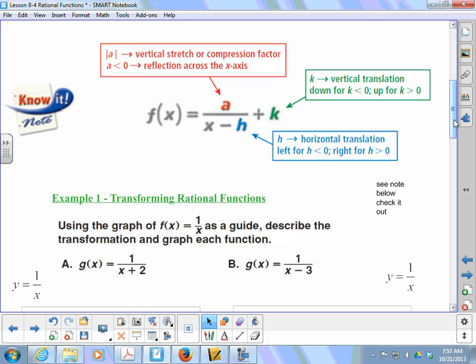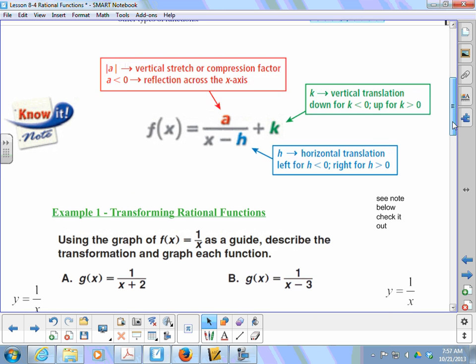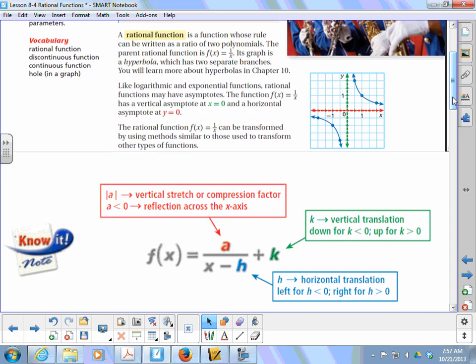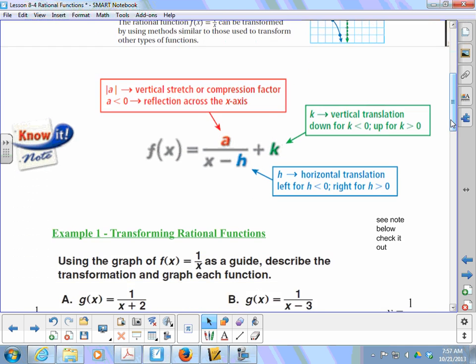The value of a tells us whether it's been stretched or compressed vertically. If a is greater than 1, it's stretched out. If it's between 0 and 1, it's compressed. And if it's negative, then the graph is going to be flipped over. In other words, instead of being in the first and third quadrants, it would be in the second and fourth. H is a horizontal translation, so a horizontal shift, either left or right. And then k tells us whether it's been moved up or down.